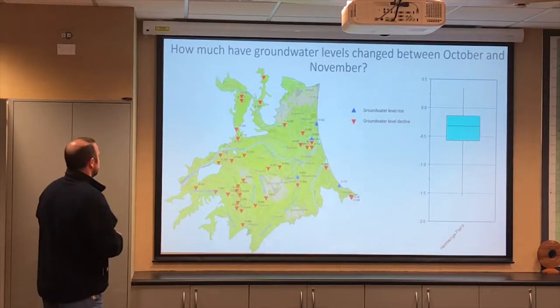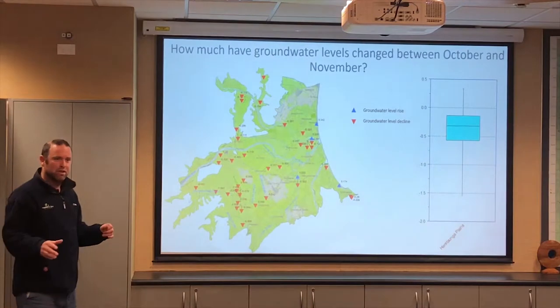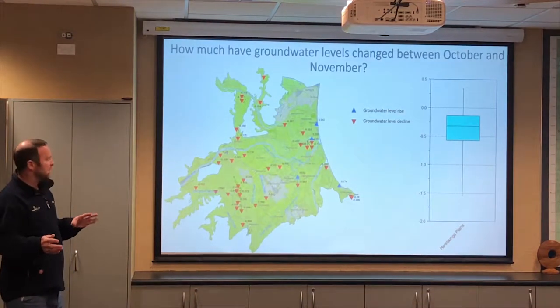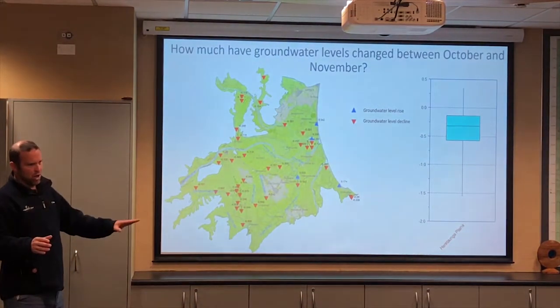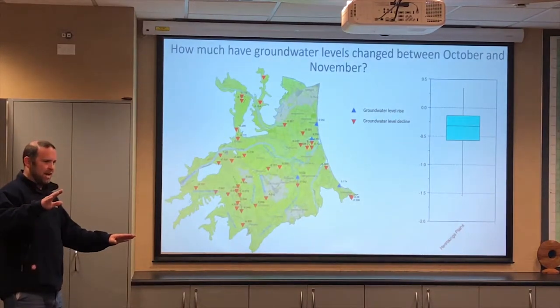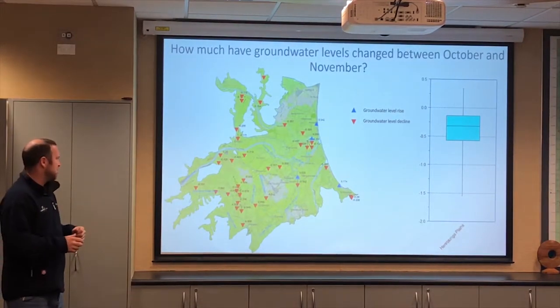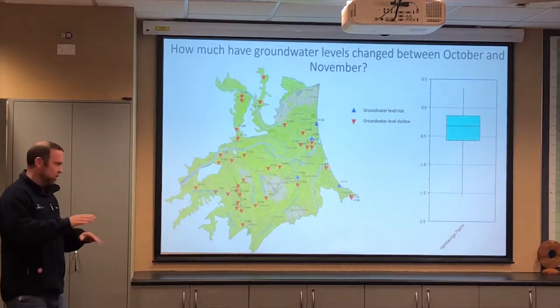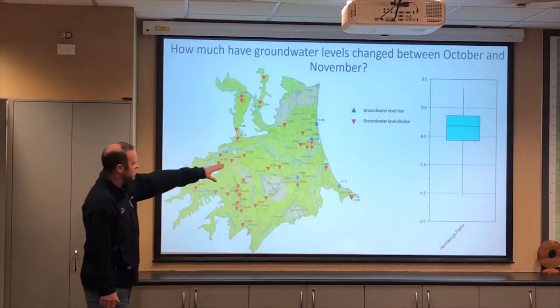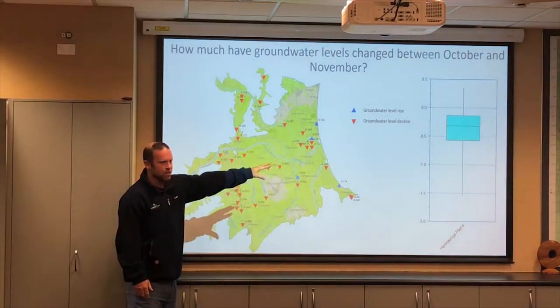This is a different plot that I presented last year. I'm not too sure how much use it is. I just plotted the difference in water level from October compared with November, just to show you how much things have dropped or risen. And this box plot gives you the range of what's going on.